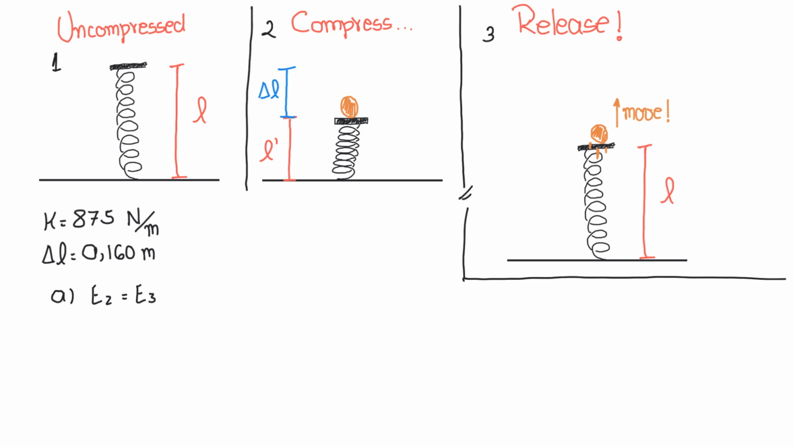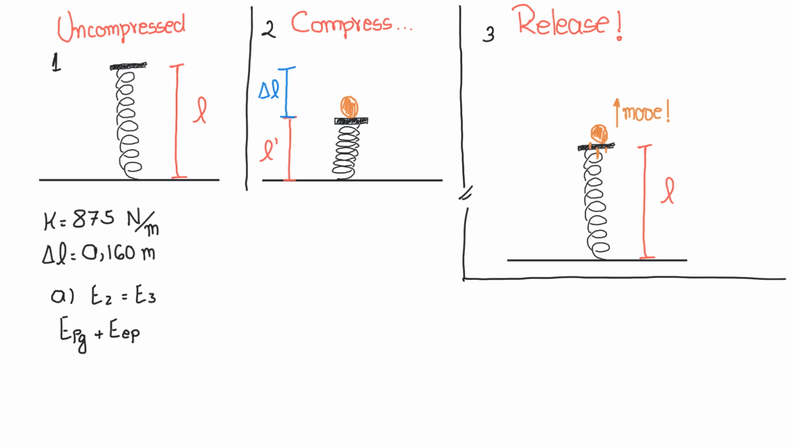In situation number 2, there are two kinds of energy. We have the elastic energy from the spring, and we have the gravitational potential energy from the ball. So we have the energy that comes from the ball, which is potential gravitational, plus the spring's energy, which is an elastic potential energy. So I write it like this.